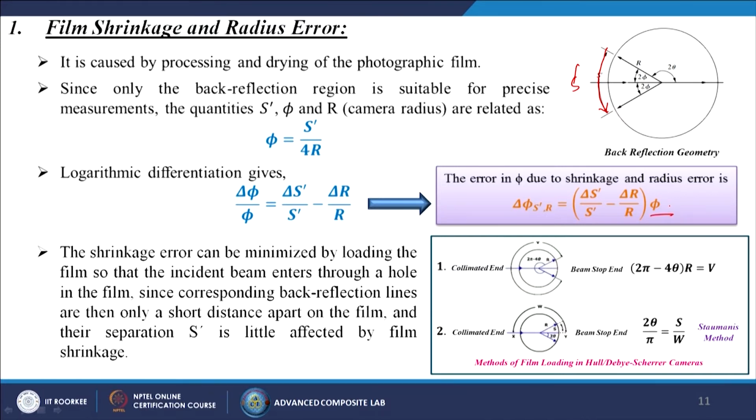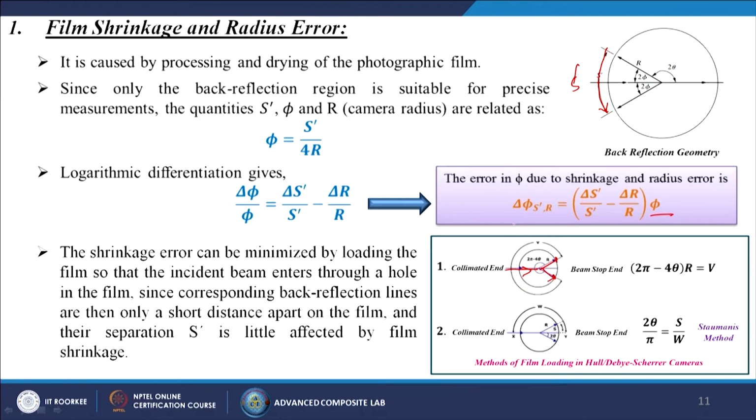The shrinkage error can be minimized by loading the film so that the incident beam enters through a hole in the film, since corresponding back reflection lines are then only a short distance apart on the film and their space separation S prime is little affected by the film shrinkage itself. So, in this particular case we are seeing that the incident beam is going in this direction and then it is diffracting and it is falling onto the film itself.